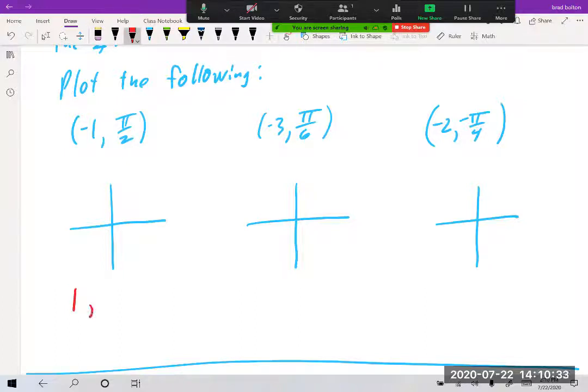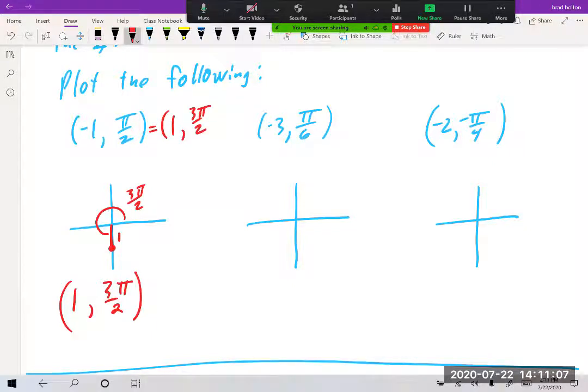Now, if we add pi to pi halves, wouldn't we get 3 pi halves? So let's see. We go 3 pi halves. So here's pi halves, 2 pi halves, 3 pi halves, and then we go a distance of 1. Okay, so this would be that angle, right? So this would be 3 pi halves, and this would be a distance of 1. So that would be the exact same location as this.